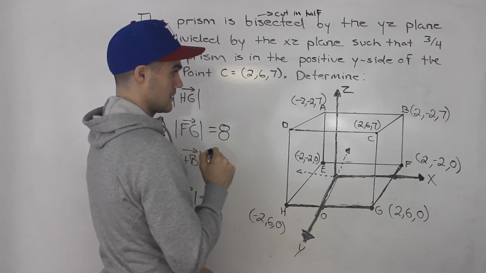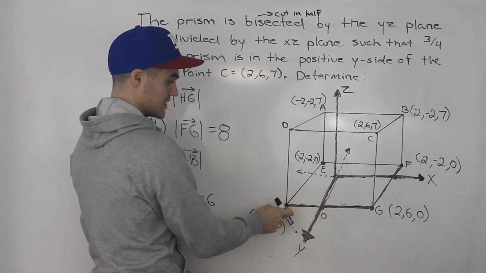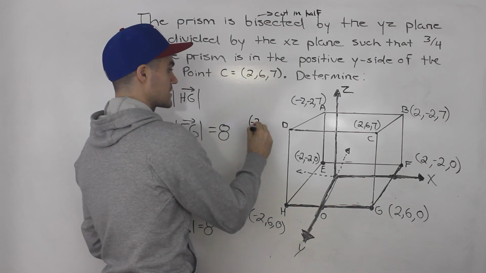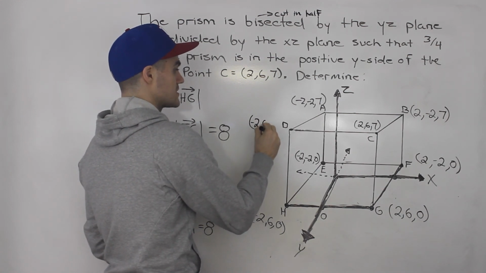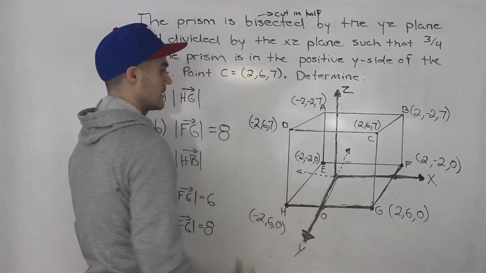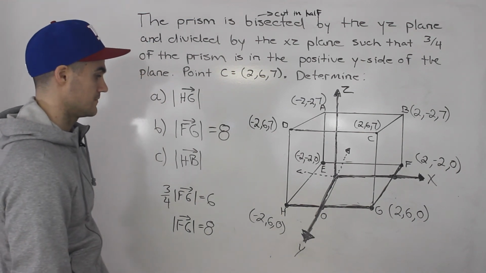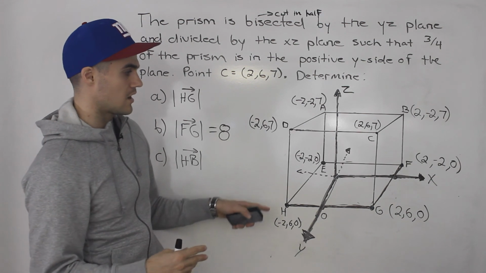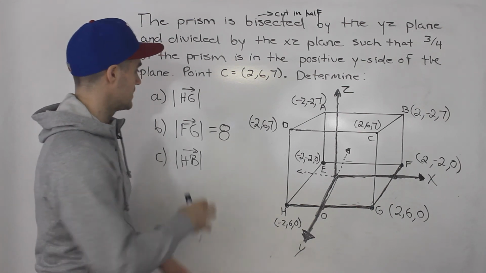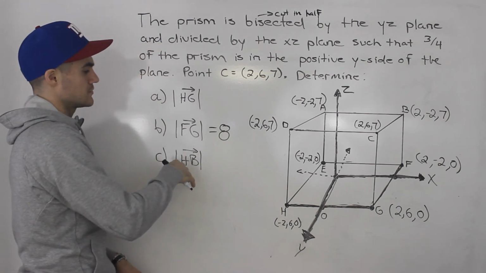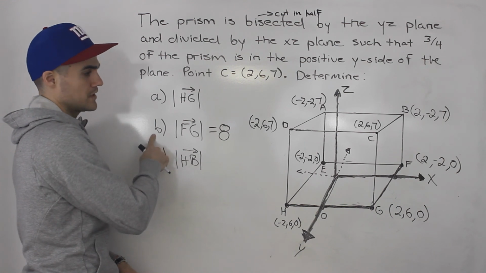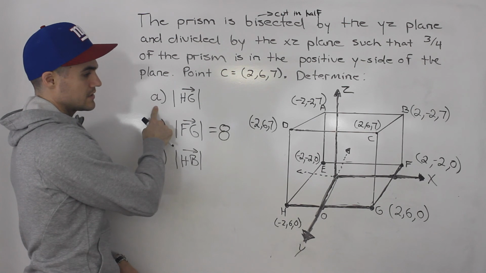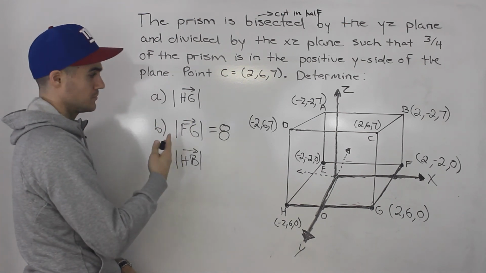And then finally this point D, taking this point H, shifting it up by 7, so same x value -2, same y value 6, and then it has a z value of 7. And now that we have the coordinates for all of the corners of this prism, we can easily find out what all of these magnitudes are. In part B, we already did that. We could have actually also did part A pretty easily, but let's just use the magnitude formula.